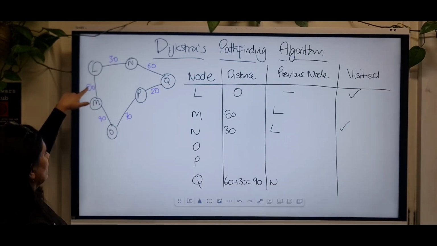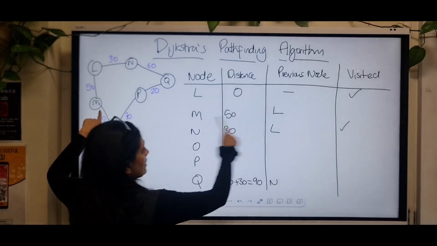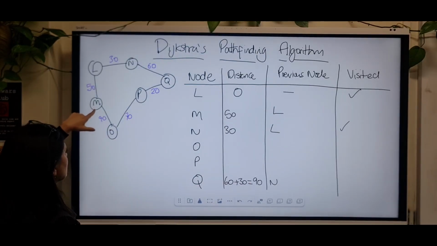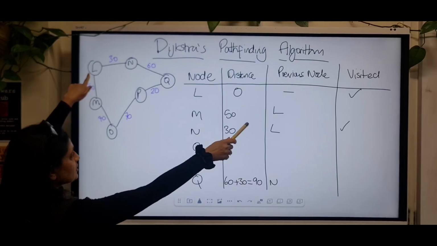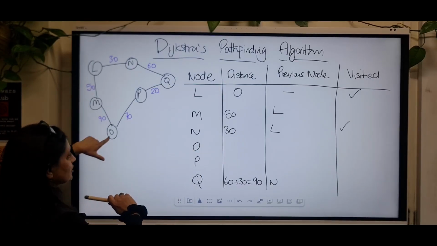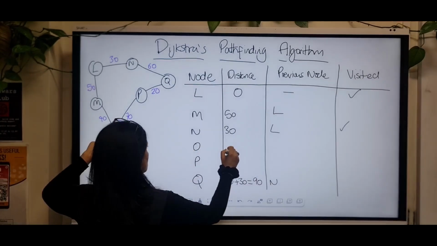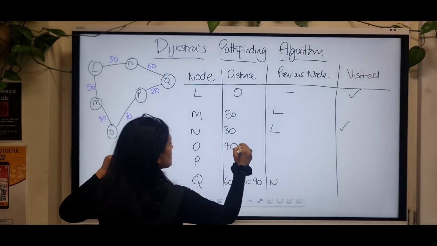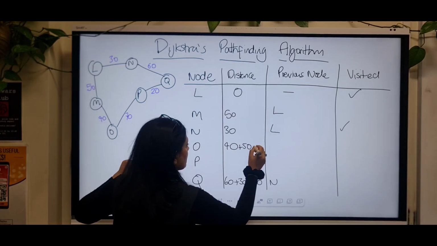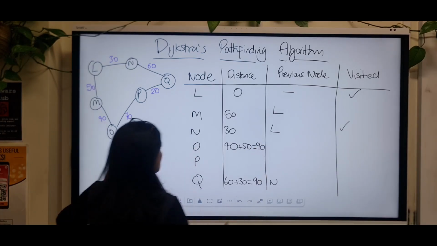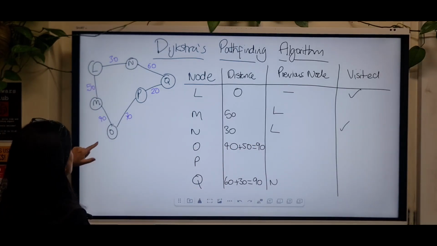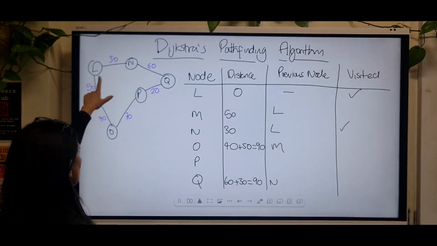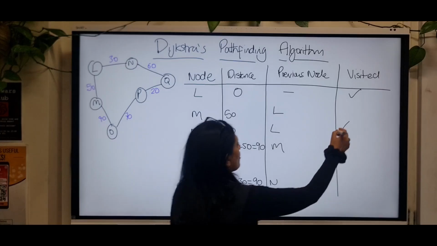Now let's look at M. That is the next unvisited node. So we've got M being connected to L, but that's visited, so we don't go there. M is connected to O with a value of 40, plus the value of M, which is 50. And that gives us 90. Don't forget to record the previous node. So that's M. And there are no other nodes connected to M, so we can tick that off as visited.